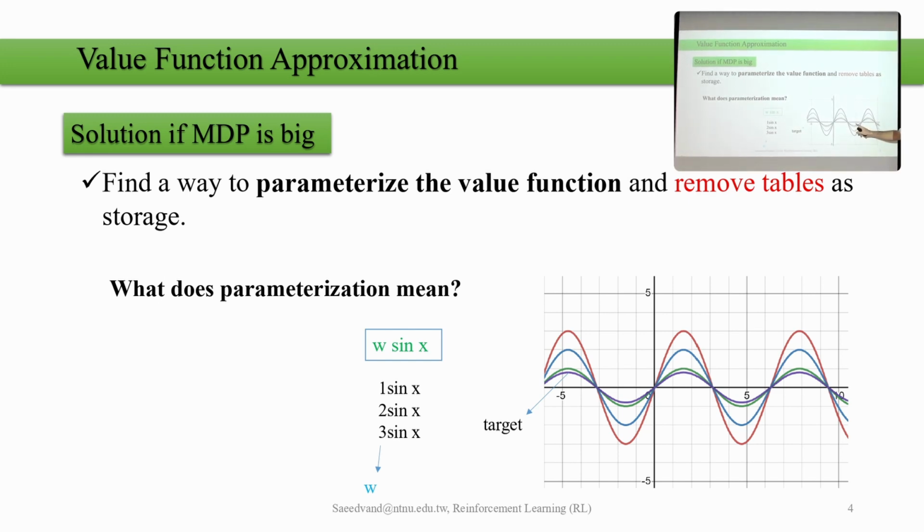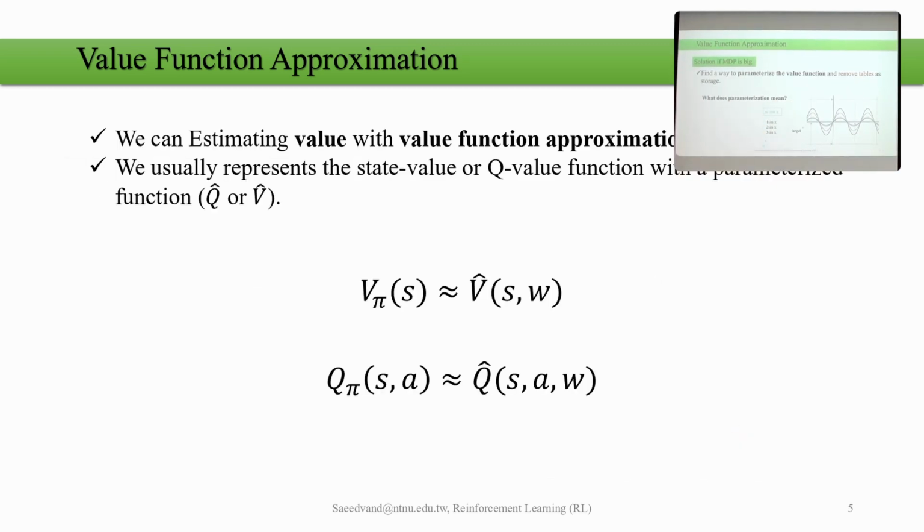Also, this is exactly what I drew with the sign. You can change it. This is the true example. So we can say that we are estimating value with value function approximation, so we usually represent the state value or Q value function in a parameterized function as the hat one.